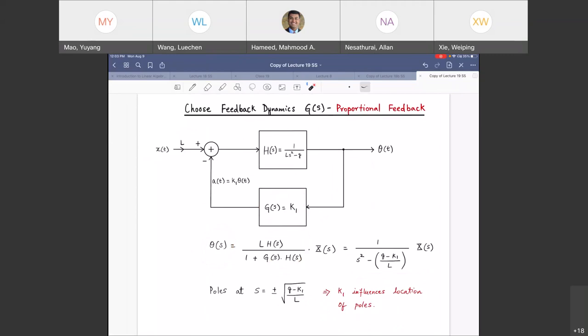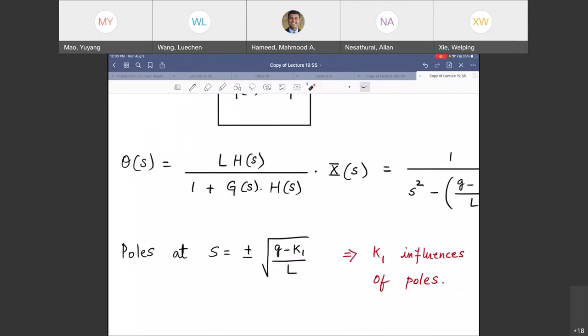My goal is to find the location of the poles. What is the location of the poles here? There are two poles, at plus or minus square root of (g minus k1) divided by l. K1, the proportionality constant for that feedback, is influencing the location of the poles, right? So let's see what would happen if k1 is zero. If k1 is zero, we are back to our previous open loop situation. The two poles are at the same locations. When k1 is zero, you still have an unstable system.